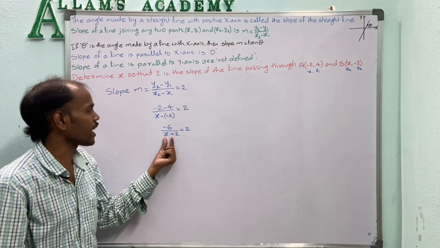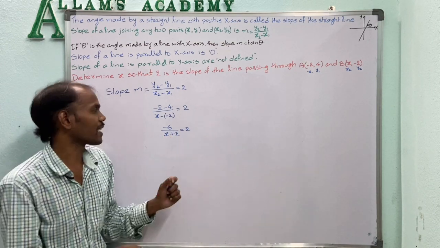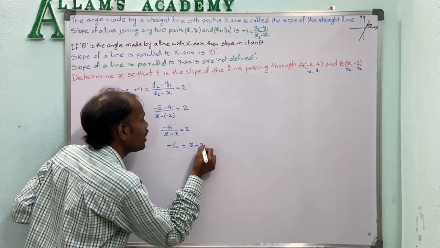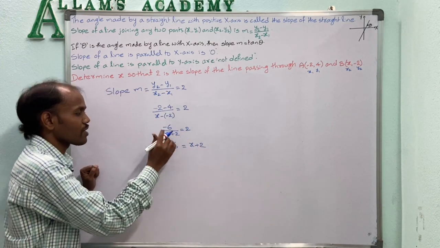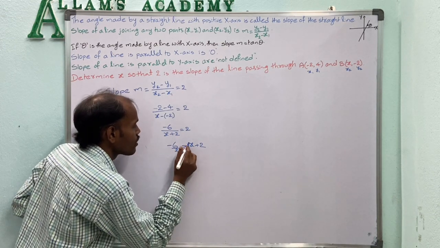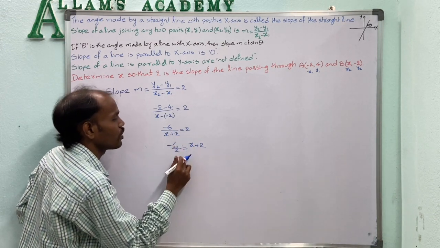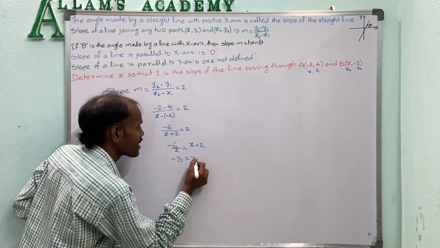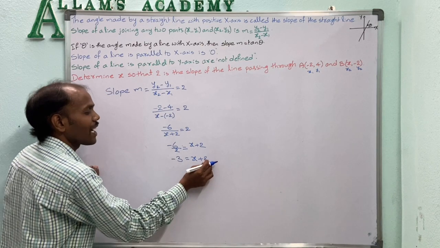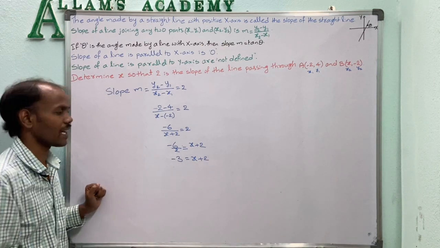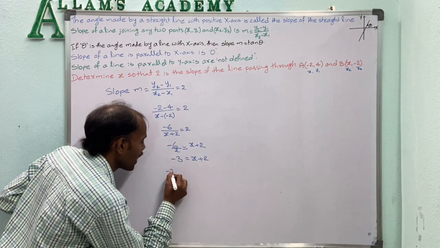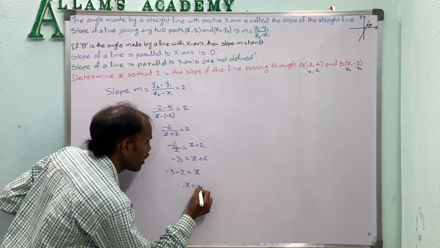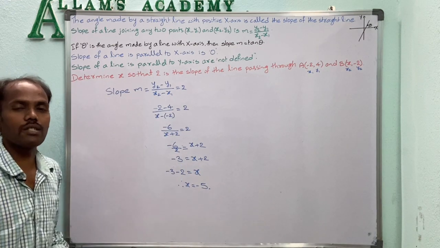Now the denominator x plus 2 is transferred to that side, that is multiplication. So minus 6 equals x plus 2, and this product 2 transfers to that side, that is division. So minus 6 by 2 is equal to x plus 2. Two ones are 2, two threes are 6. So minus 3 is equal to x plus 2. Now the RHS plus 2 is transferred to this side, that is minus 2. So minus 3 minus 2, that is minus 5. So the x value is nothing but minus 5.